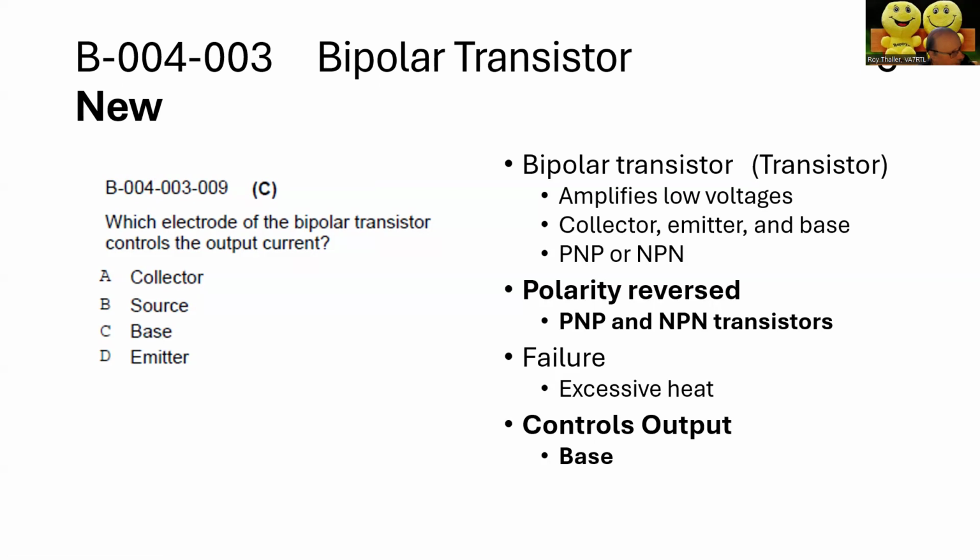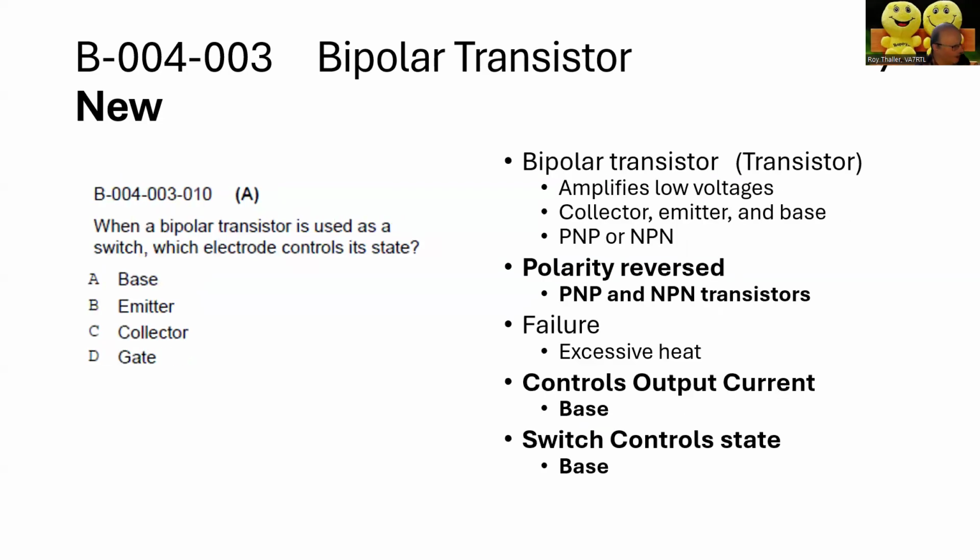Also, in these sections we're covering, there used to be a lot of comparisons between various devices. Those questions have been eliminated. So there's only a few questions now comparing devices. Another new question is when a bipolar transistor is used as a switch, which electrode controls its state? So in this case, it would be the base again. The base is either the input to the amplifier or the input to a switch.